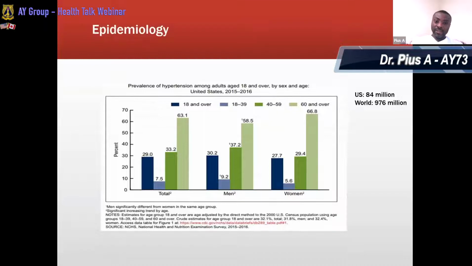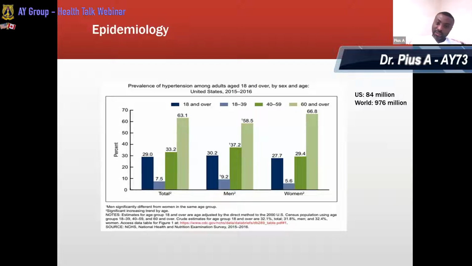Some epidemiology. In the United States alone, there's about 84 million people as of Census 2020, but I'm sure that you can see the trend. The whole world, almost 1 billion people. So it is the most common medical diagnosis around the world. And if you watch closely on the graph that I put up, it looks like age. As you age, you're more predisposed to getting hypertension.